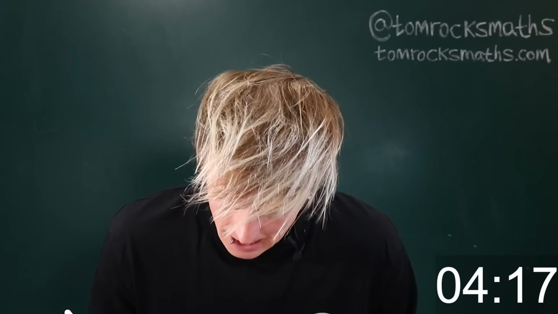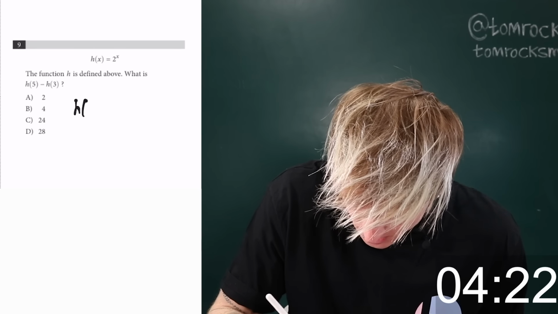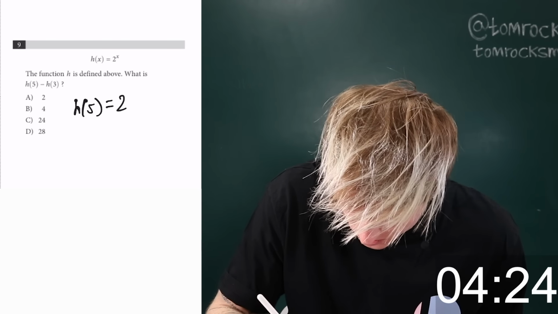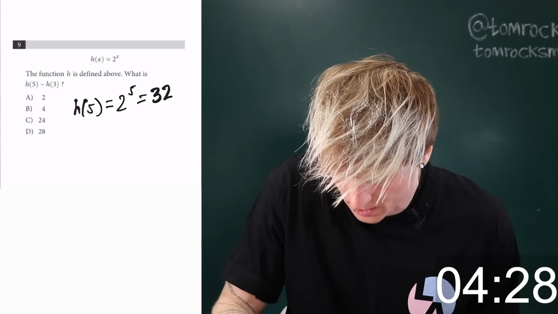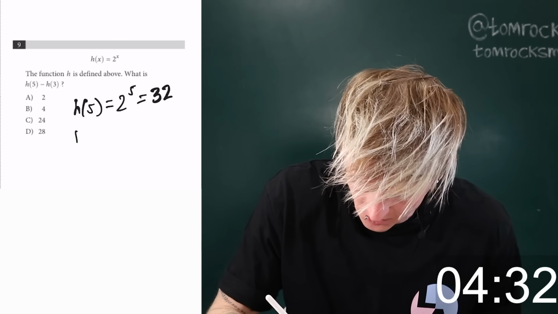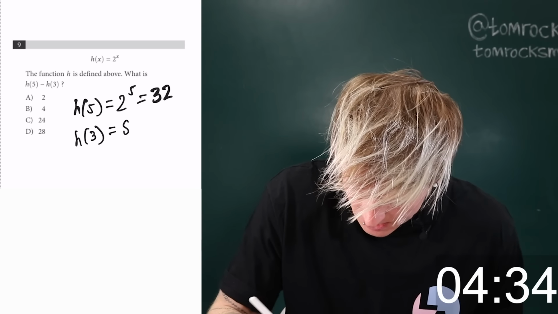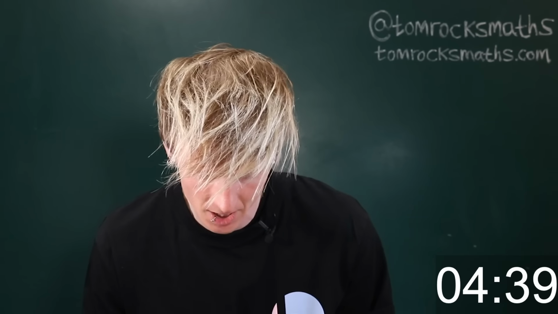Question 9. The function h is defined above. What is h of 5 minus h of 3? Okay, so h of 5 is 2 to the 5, which is 32, I believe. 2 cubed is 8, 16, 32, yeah, and h of 3 is 8. So 32 minus 8, that's 24. That's C. Okay, number 10.